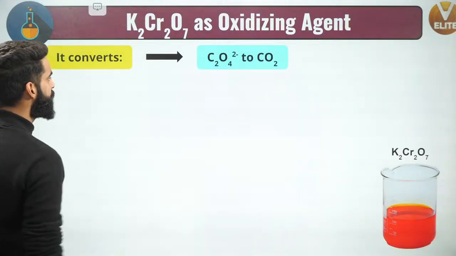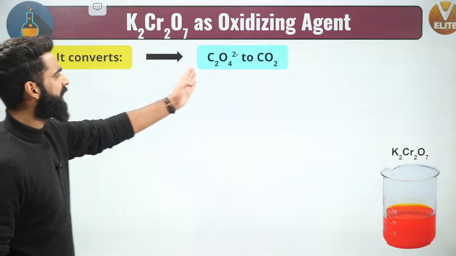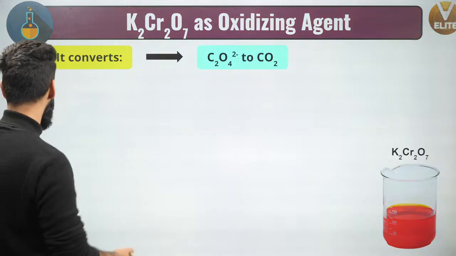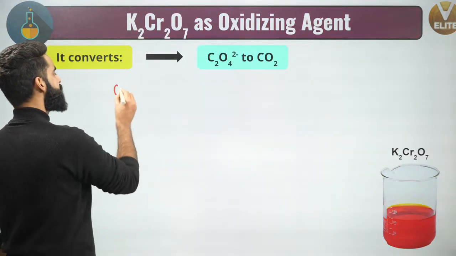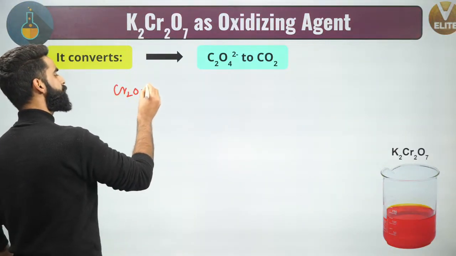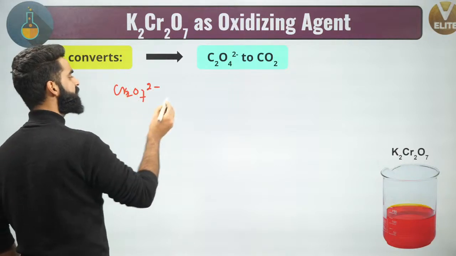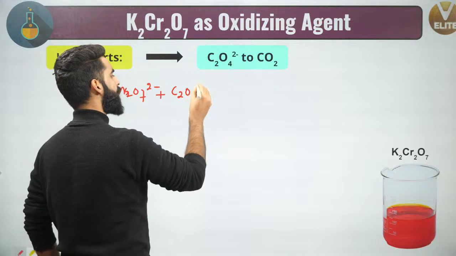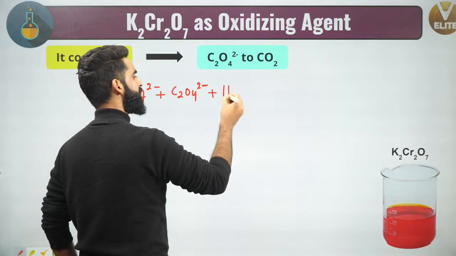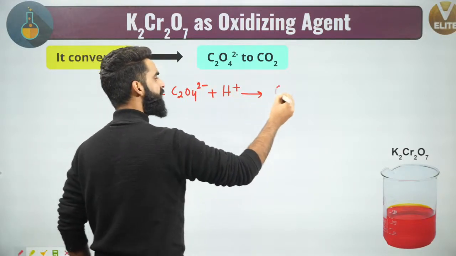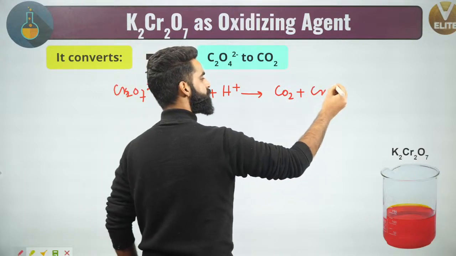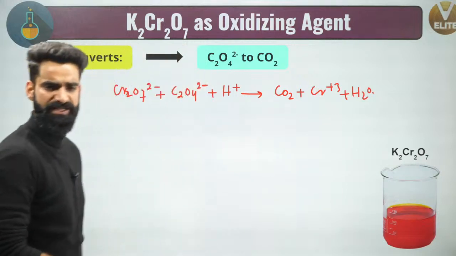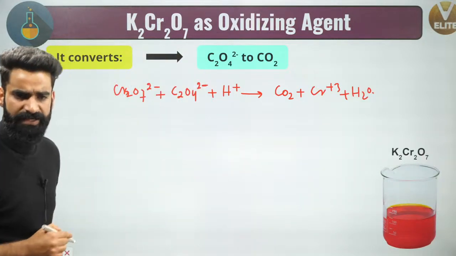Similarly, let's move on to a few more. Oxalate ion to carbon dioxide. So you can easily write the reaction. I'm damn sure about that now. So people, I can simply say the Cr2O7 2-, or I can say K2Cr2O7, converts your oxalate ion, which is C2O4 2-, in acidic medium to carbon dioxide, and itself gets converted to Cr3+. And with this Cr3+, I'll be writing some water as well. Very simple.